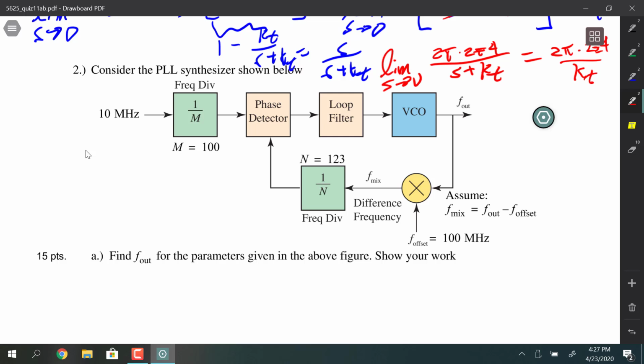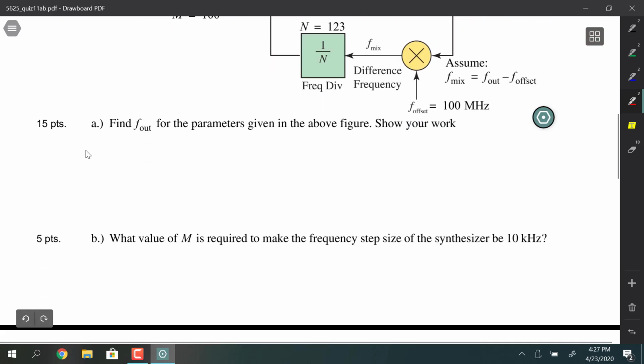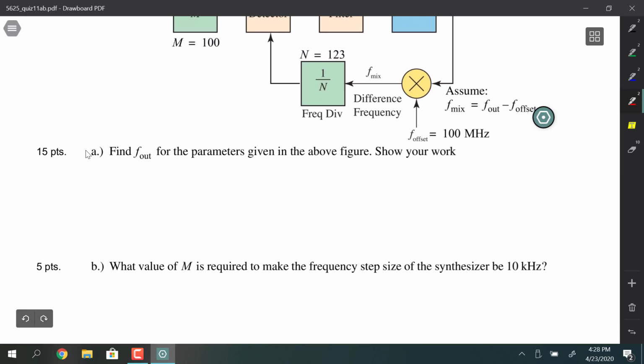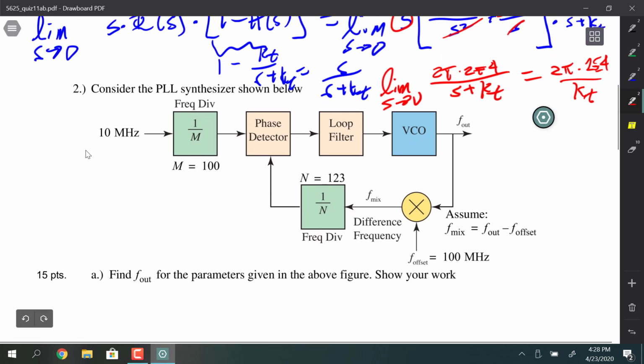So we can quickly work through this problem. I know we're past time, but would you like me to work through this one or just give you the answers? Yes. Okay, I'm fine carrying on. So let's go down and do part B first, since it's the easiest part. It says, what value of M is required to make the frequency step size of the synthesizer be 10 kilohertz?